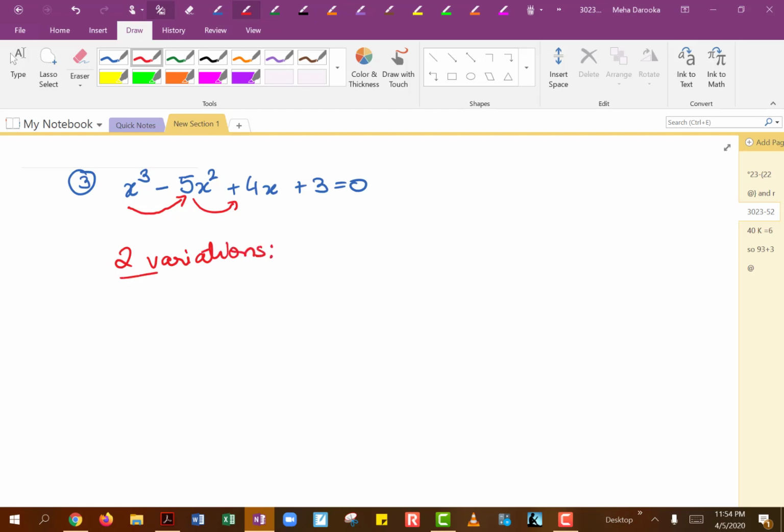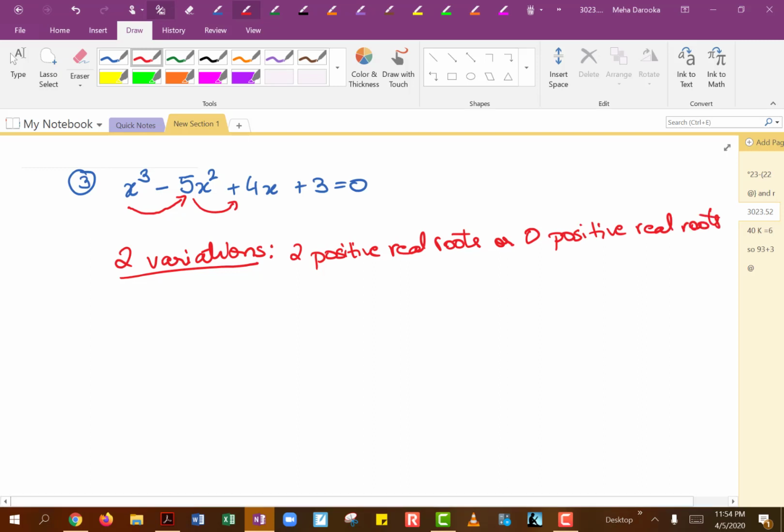So 2 variations means we can have 2 positive real roots, or remember we start decreasing it by an even number, so 2 minus 2 would be 0. So you could potentially also have no positive real roots, right? So you can have 2 or you can have 0.